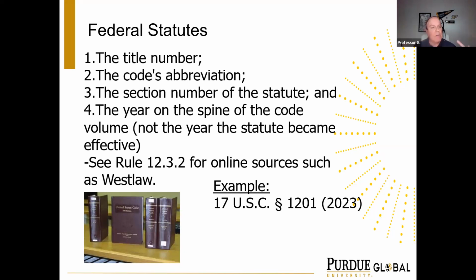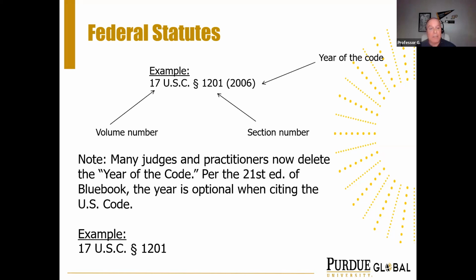I'm ahead of myself. So Rule 12.3.2 tells us about the year. Based on the 21st edition, when we cite the US Code, we do not have to cite the year unless you're filing in court and the court rules say you do. But until we got the 21st edition of the Bluebook, the year was always required. Now it's optional, but it is required for state statutes.